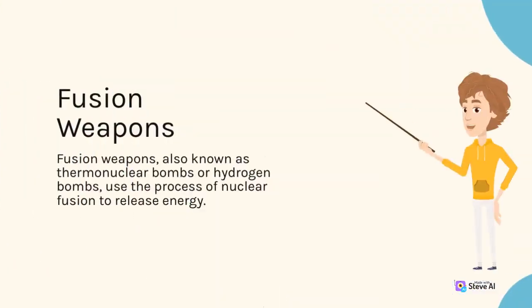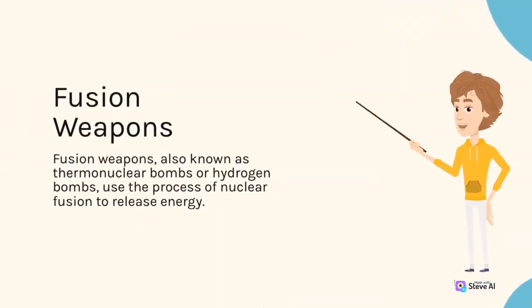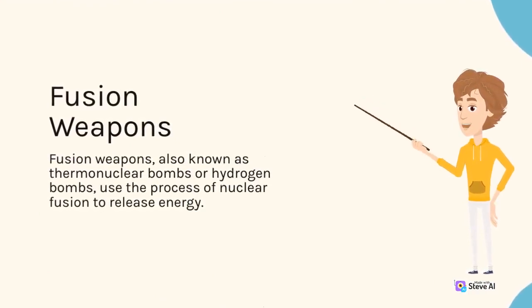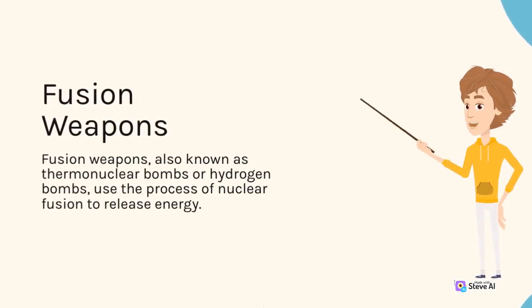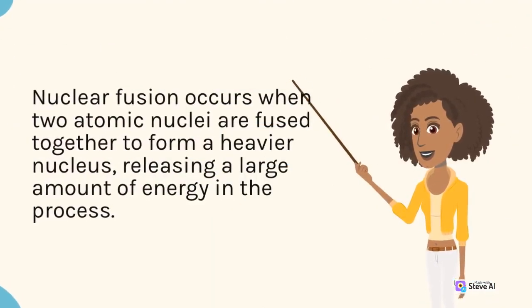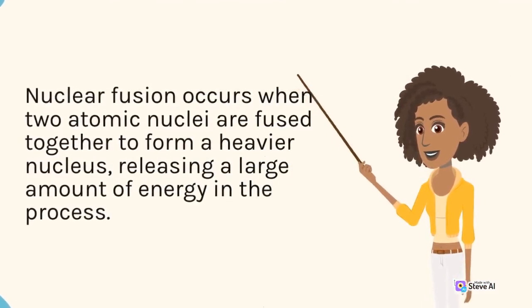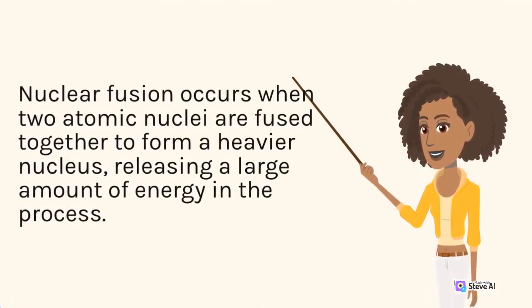Fusion weapons. Fusion weapons, also known as thermonuclear bombs or hydrogen bombs, use the process of nuclear fusion to release energy. Nuclear fusion occurs when two atomic nuclei are fused together to form a heavier nucleus, releasing a large amount of energy in the process.